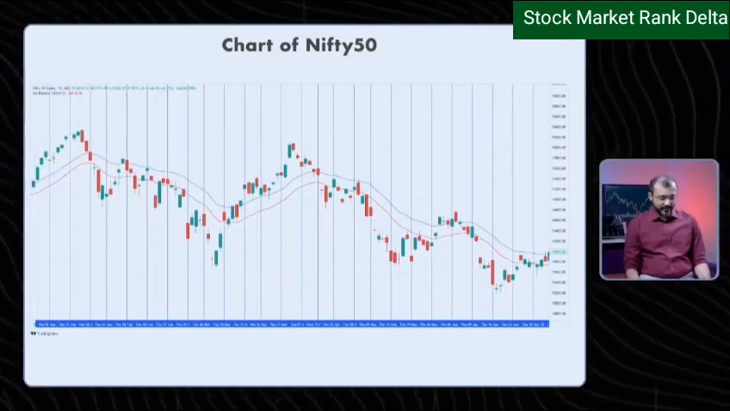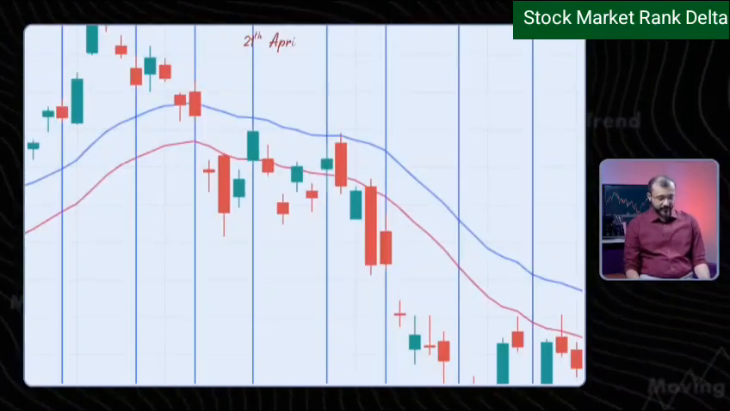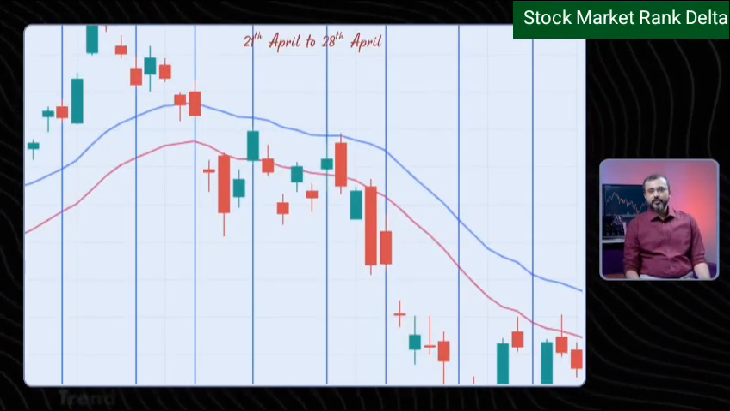So if it's nearing a 50 strike or if it's nearing a 100 strike, you have to trade the strike which is very closer to your median range. So coming to the next trade, it was triggered somewhere between 21st of April to 28th of April.